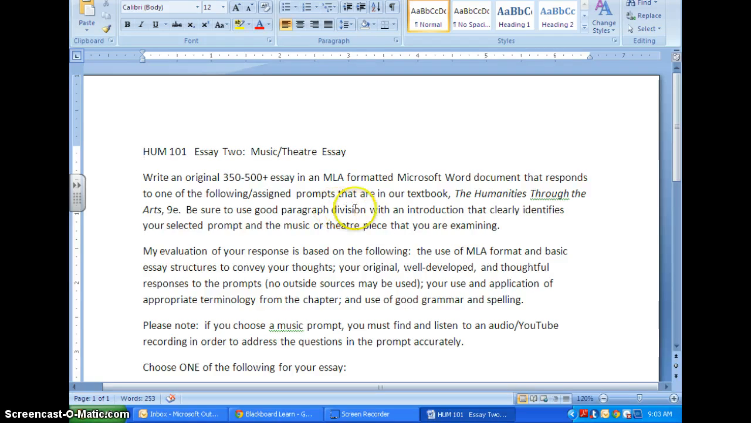Make sure you use good paragraph division. It doesn't have to be a 5-paragraph essay, okay? We're in that smaller zone, but it does need to have logical paragraph division, and it does have to have an introduction, an introductory paragraph that clearly identifies the prompt that you selected from the list below and the actual piece of music or the theater piece that you are examining. Okay, so you've got to be real clear on that and give me specifics. It's better to have more specifics than not enough.